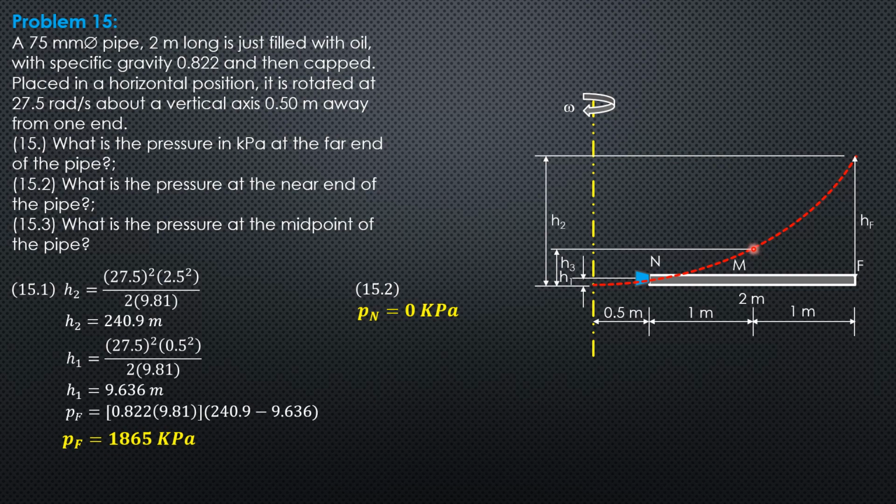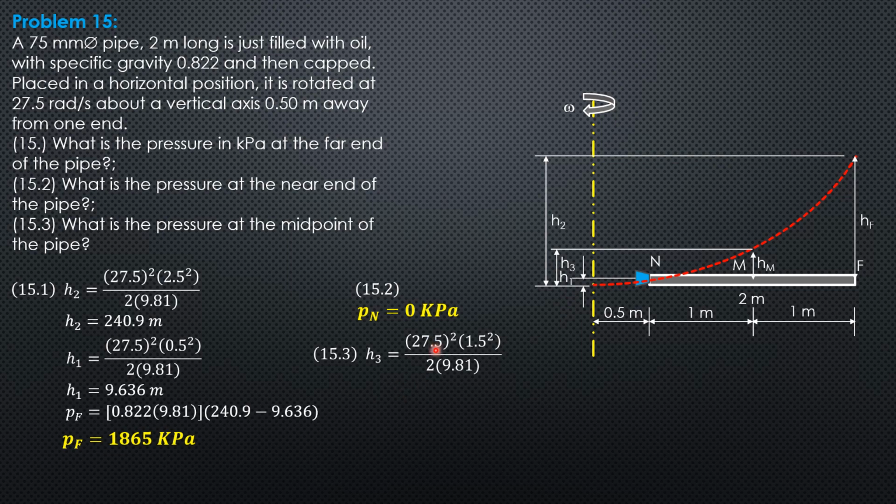Then finally, at the midpoint, we will call the height H3, and the net height of the point on the midpoint to the zero pressure is the difference between H3 and H1. So the pressure at the midpoint is equal to 0.822 times 9.81 times the quantity H3 minus H1.